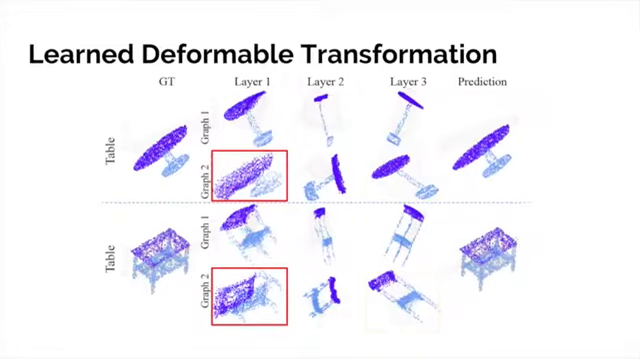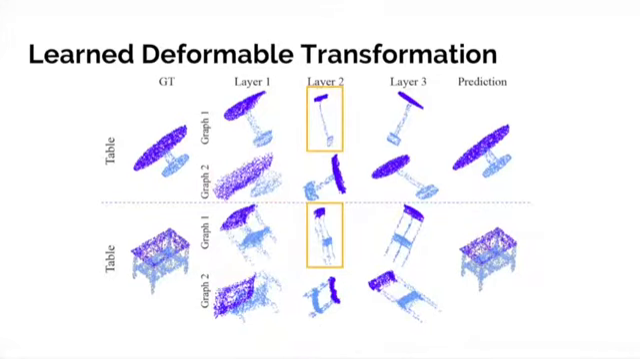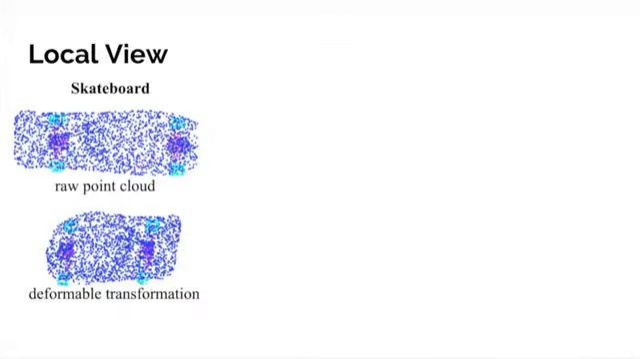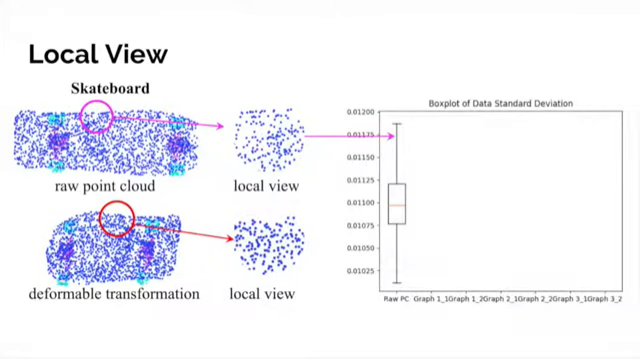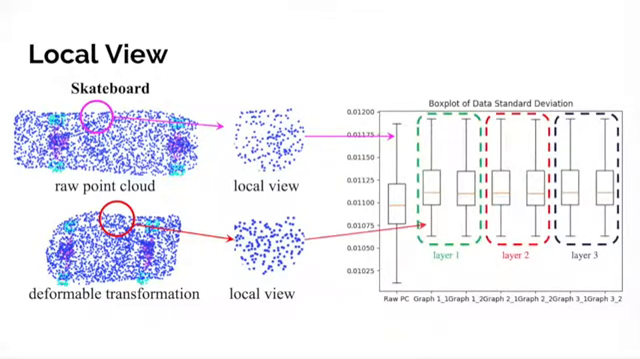Similarly, for different samples of a table, corresponding graphs in red exaggerate the table surface, while graphs in orange exaggerate the table base. We also provide a local view of the transformation. When zooming in, we find the raw point cloud is actually imbalanced. This can be hard for neighbor search based on k-nearest neighbors. With our deformable transformer, the point cloud becomes more balanced. The box plot showing the variance of data also suggests that transformation helps reduce the variance of the point cloud.